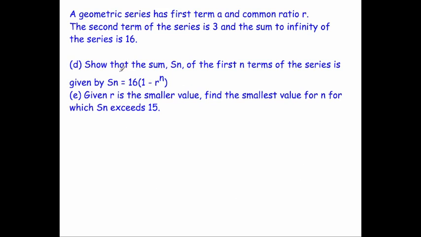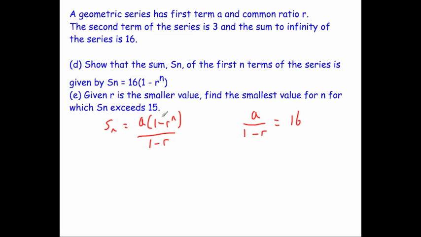Part D says that the sum Sn of the first n terms of the series is given by Sn equals 16 bracket 1 minus r to the n. So we know that Sn is equal to a bracket 1 minus r to the n, close brackets, all over 1 minus r. Notice that's quite similar to what we've got. We've got a 1 minus r to the n, but we've got the 16. And earlier on we knew that the sum to infinity was equal to 16. And the sum to infinity is a over 1 minus r. We know that's equal to 16.